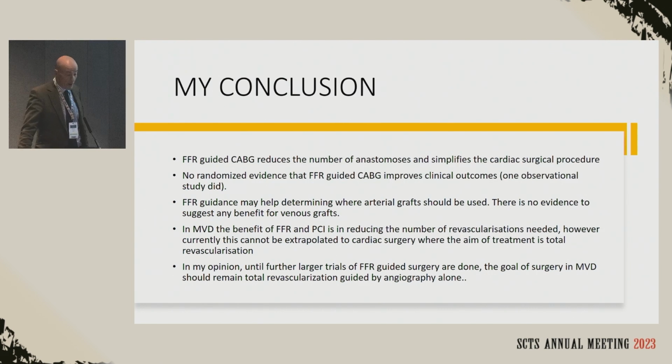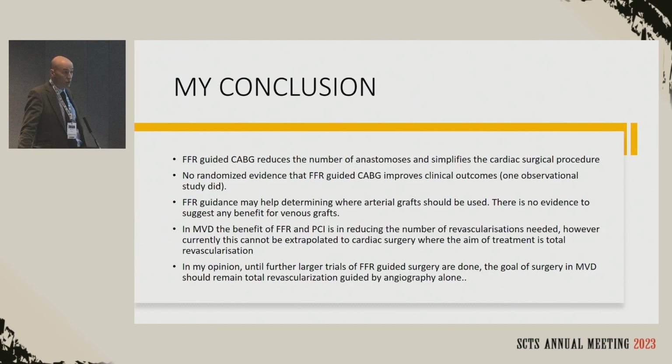So what I have concluded for FFR is that FFR-guided CABG does make the procedure more simple and probably results in fewer grafts. There's no randomized evidence, however, that FFR-guided CABG improves clinical outcomes. There was just that one observational study. I think it is important where FFR guidance may help in determining where arterial grafts should be used.